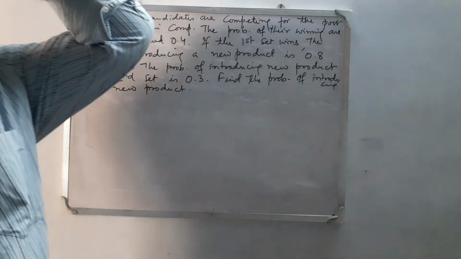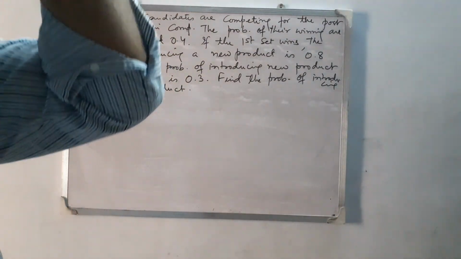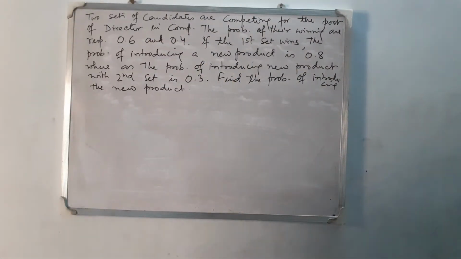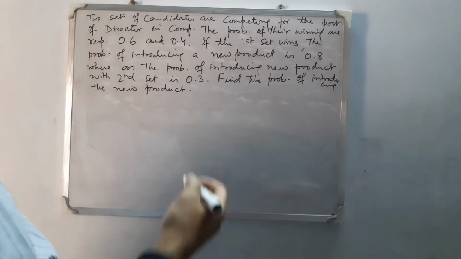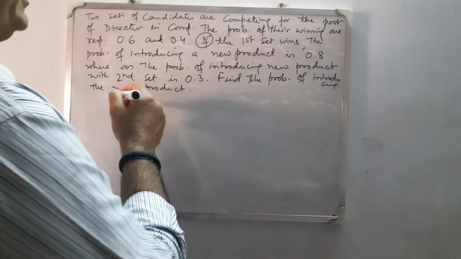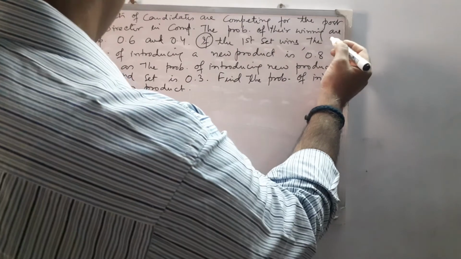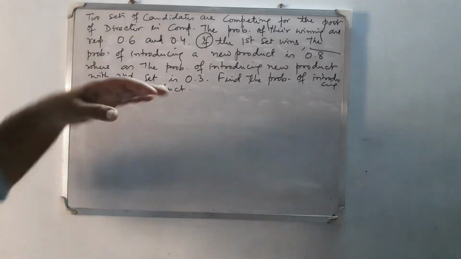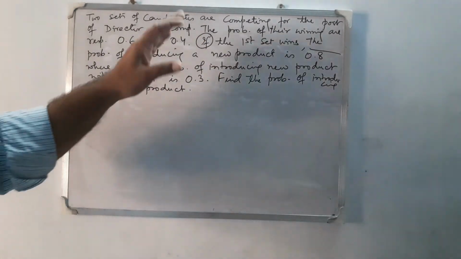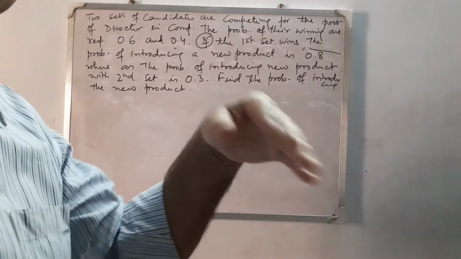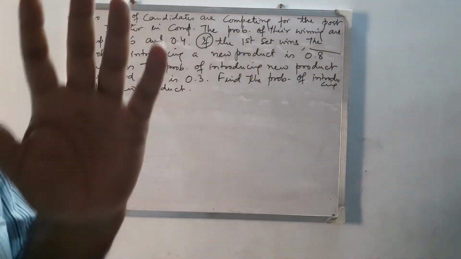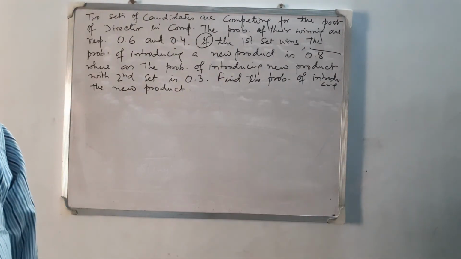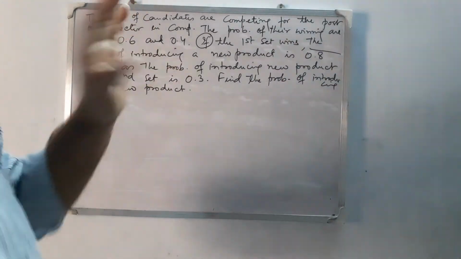Actually, the problems which are based on conditional probability are similar to this problem. You see here, whenever you get an if and then combination, like if the first set wins, then the probability of introducing a new product, while translating the problem in your mind, you can easily understand that this is a problem of conditional probability. Now, how to solve this problem?